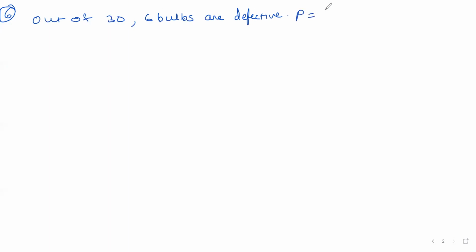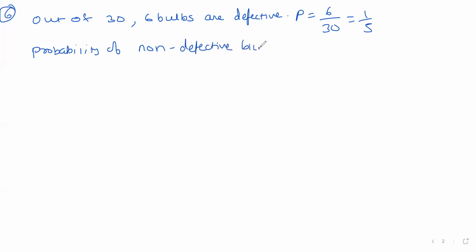So probability of defective bulb is 6 by 30, that is 1 by 5. So what is the probability of non-defective bulb? Because defective is 1 by 5, so non-defective is 4 by 5.